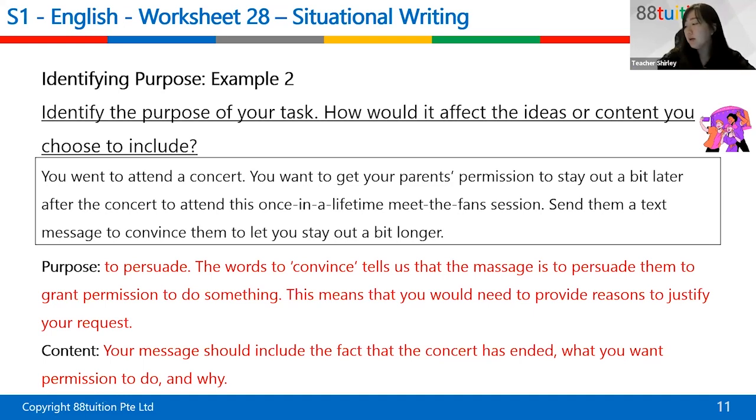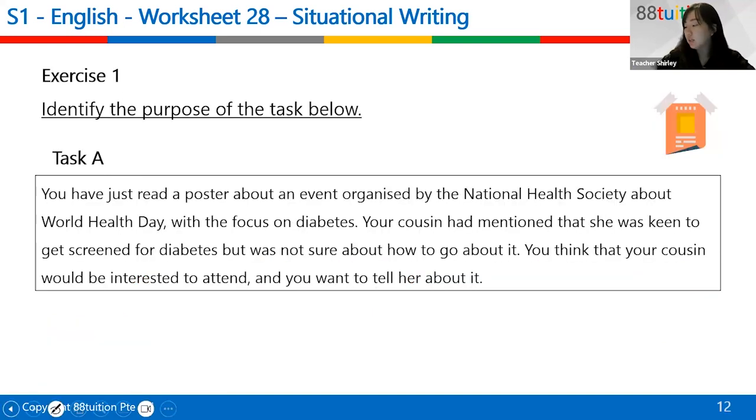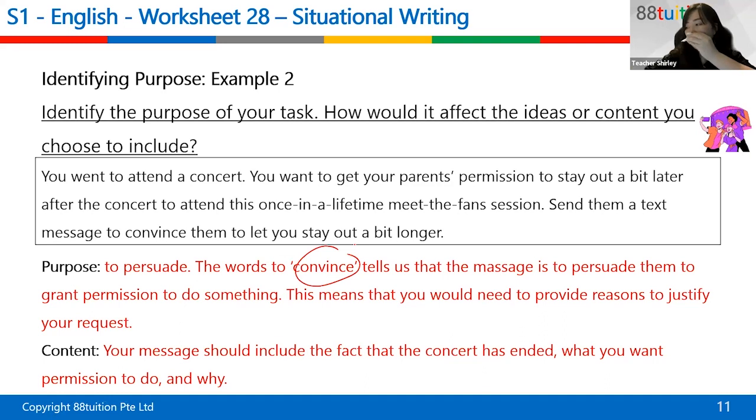Okay, now next one, yeah, basically it is. So the word convince actually tells us that the message is to persuade them to grant permission. This means that you would need to provide reasons to justify your request. Your message should include the fact that the concert has ended, what you want permission to do, and why.